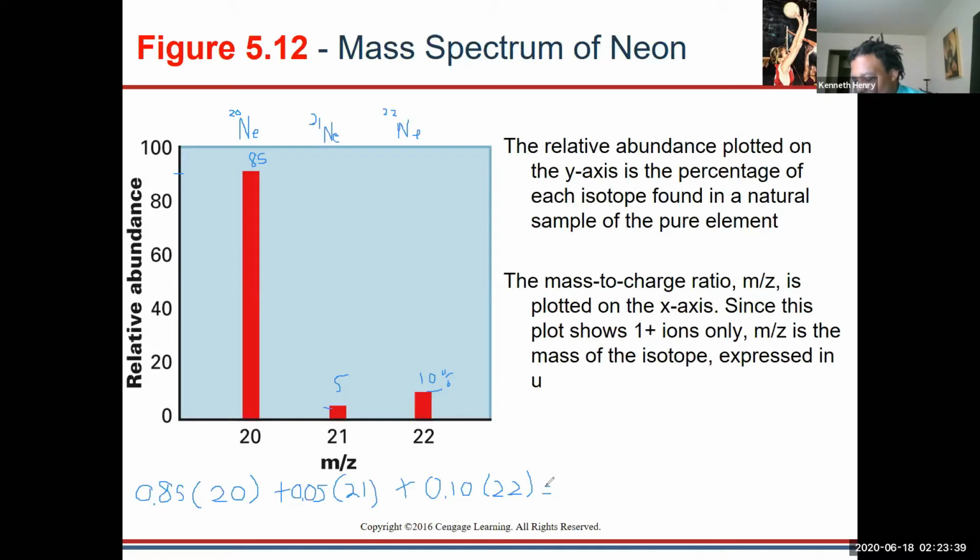Now we may be a little off because I'm eyeballing that abundance. Henry, I have a question. When it comes to multiplying the mass, what are we doing? Do we take the mass, not the atomic mass unit?